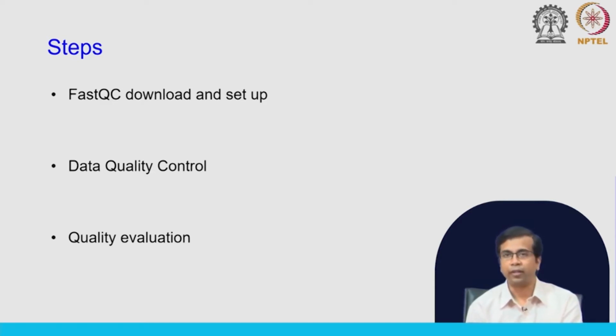So, for that we need the FASTQC tool that we have already discussed in the theory class, right. So, we will download this FASTQC tool, we will set this up and then we will do the data quality control. We will actually run our data through this FASTQC pipeline and finally, we will do the quality evaluation, means we will look at the output, right.